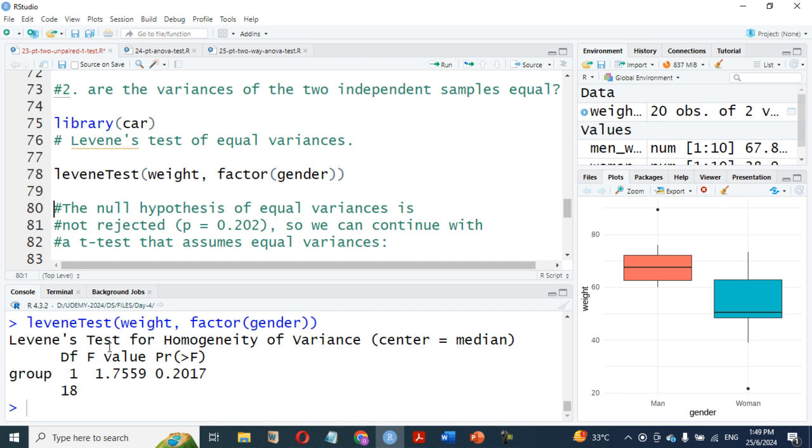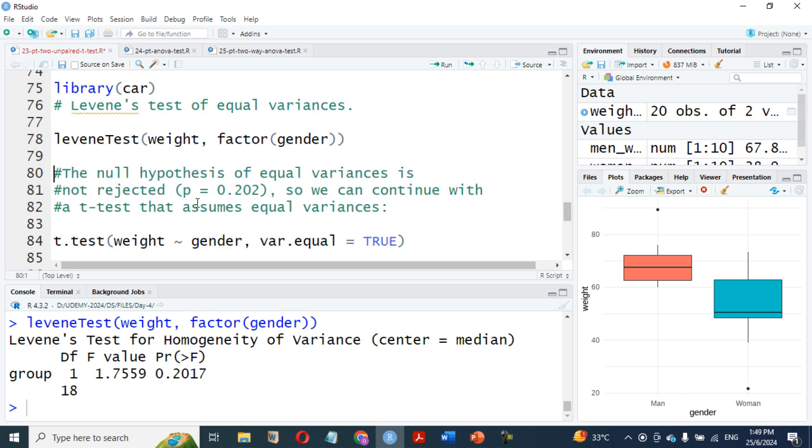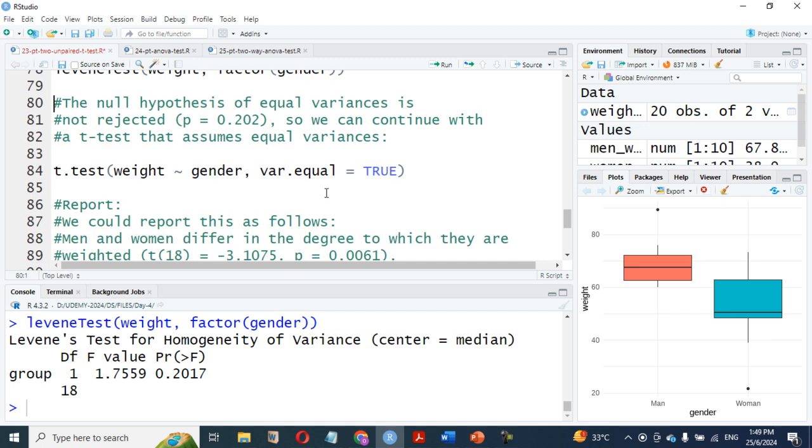So we have the Levene test for homogeneity of variance. Now we have a 0.2 which passed the test, right? The null hypothesis of equal variances is not rejected. So we can continue with the test that assumes equal variances. Now that we have passed the tests, we can now run our t-test. See, the same follow t-test, okay?